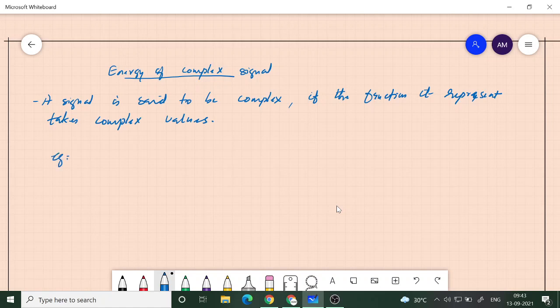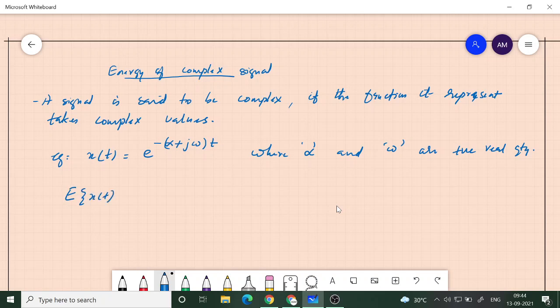Example, x of t is equal to e raised to minus alpha plus j omega t, where alpha is some number, omega is some other number, and j represents square root of minus 1. Here alpha and omega are positive real numbers. So what is the energy?